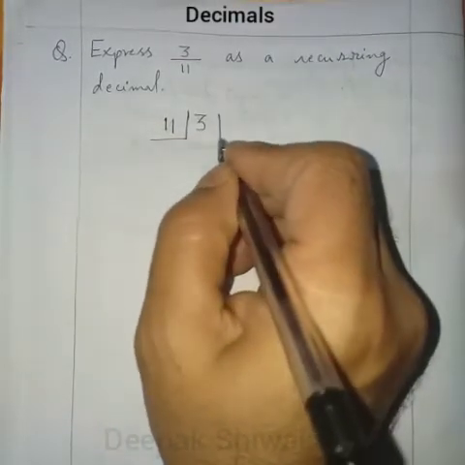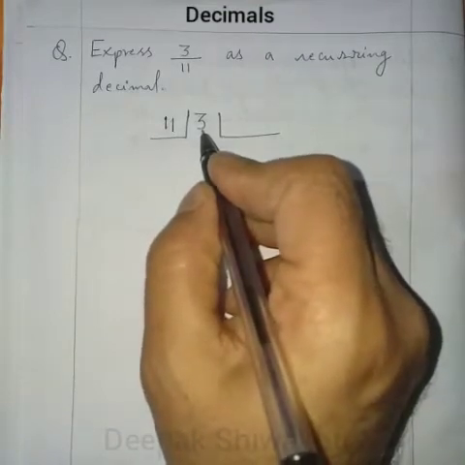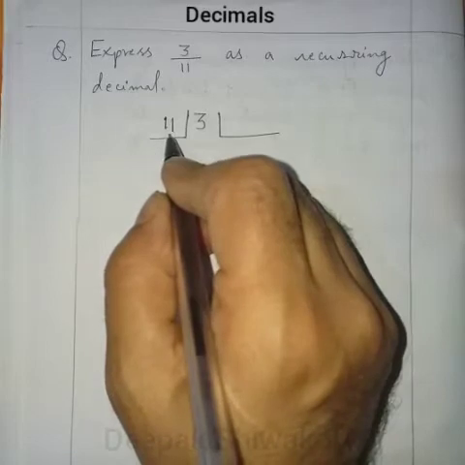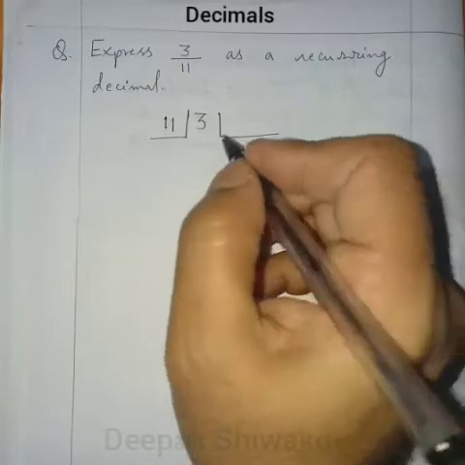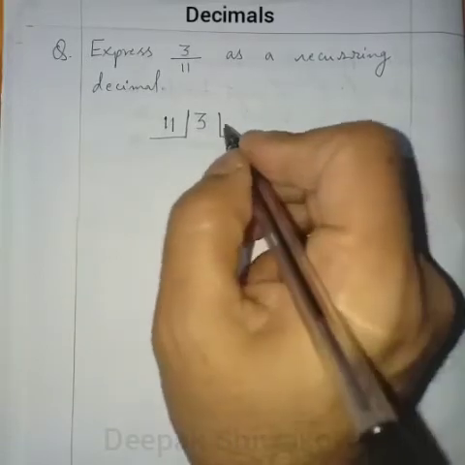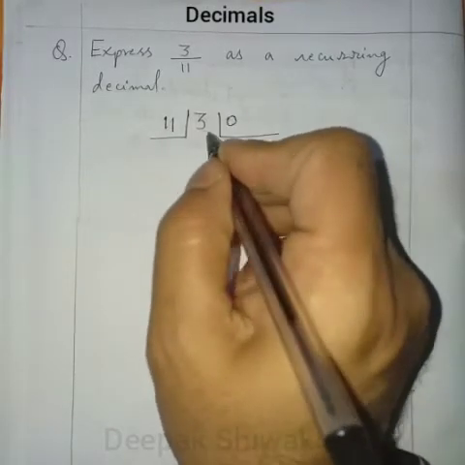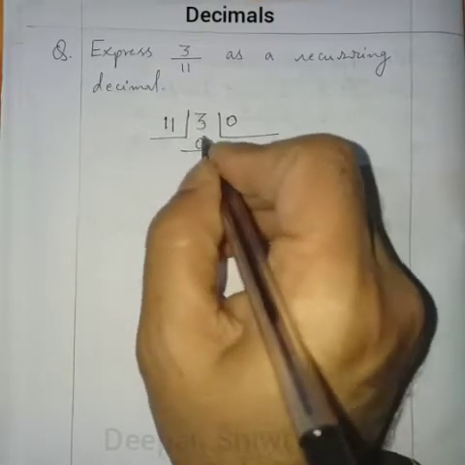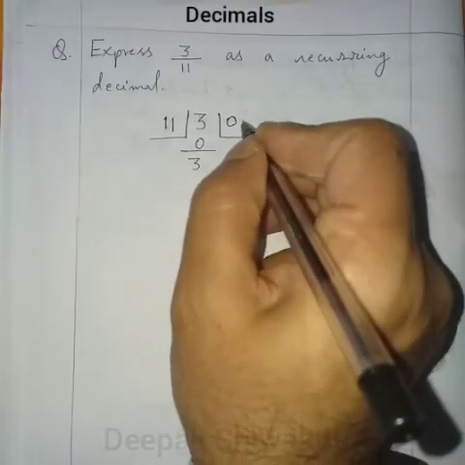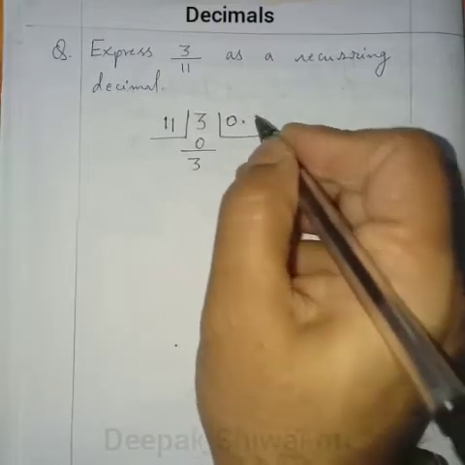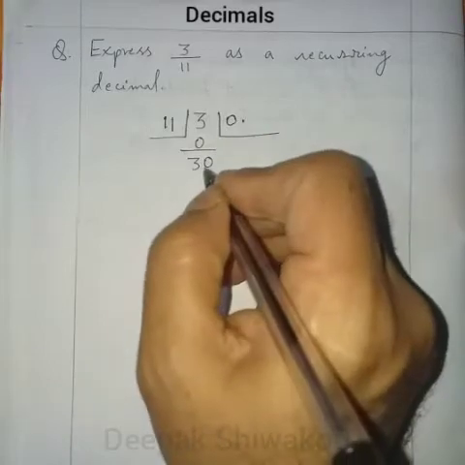As the dividend is a single digit and the divisor is a double digit, that means the dividend is smaller than the divisor. So here we'll apply a decimal, and before that let us divide it by 0. 11 0s are 0, 3 minus 0 is 3. Okay, so let us put a decimal here. For that, 0 will come here. Now this will be divided by 11.